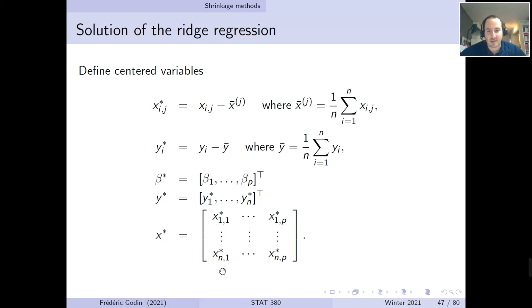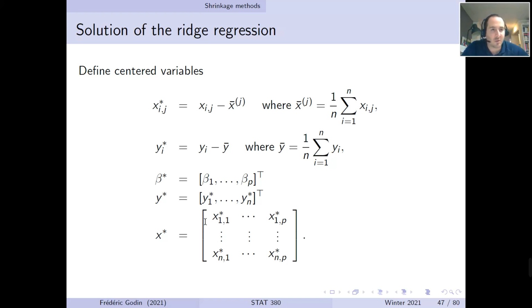Okay, so here this is the first predictor. All these are centered by subtracting x bar 1. All these are centered by subtracting x bar 2, etc., until all these are centered by considering x bar p. And x star here is the design matrix, so it's the centered observations. And one small difference with respect to the original design matrix is that our column of 1s, which was there, is not there anymore.